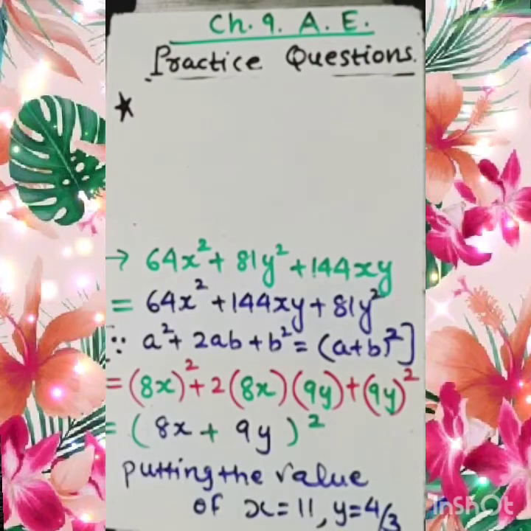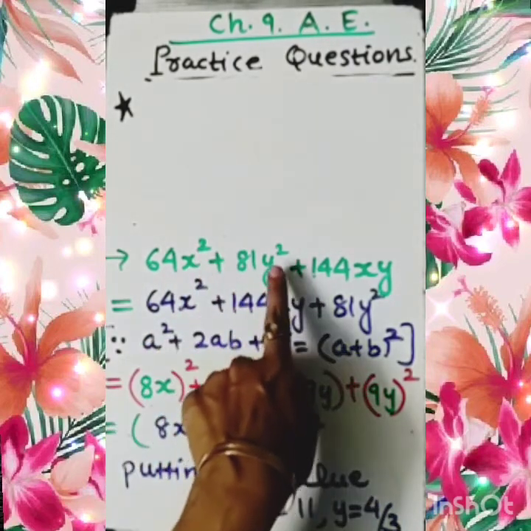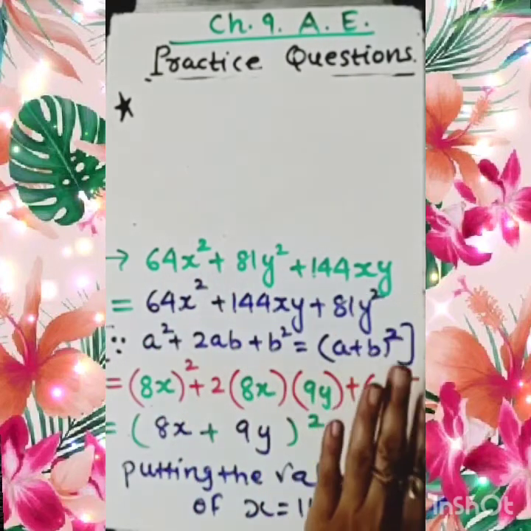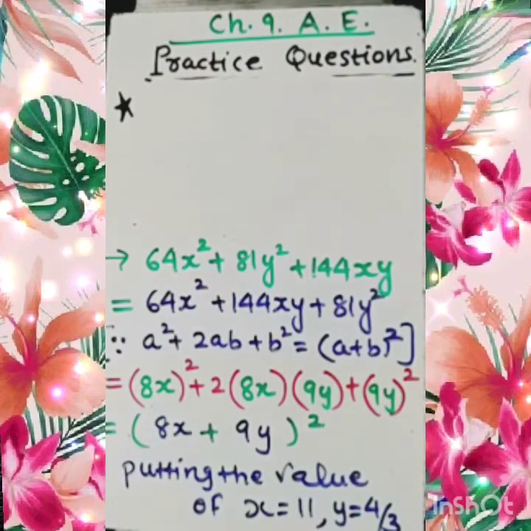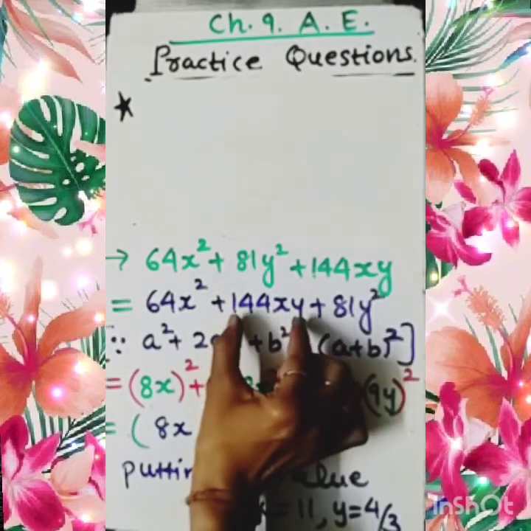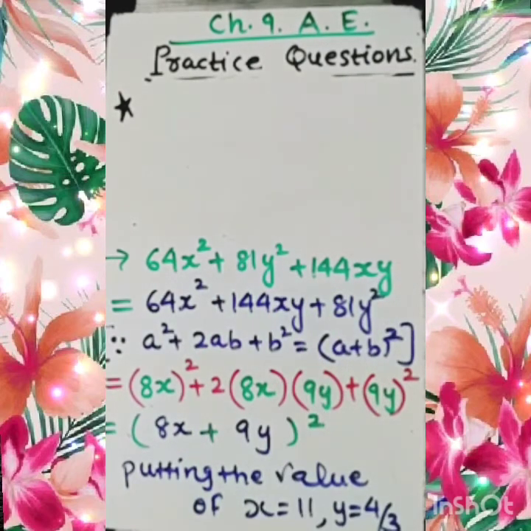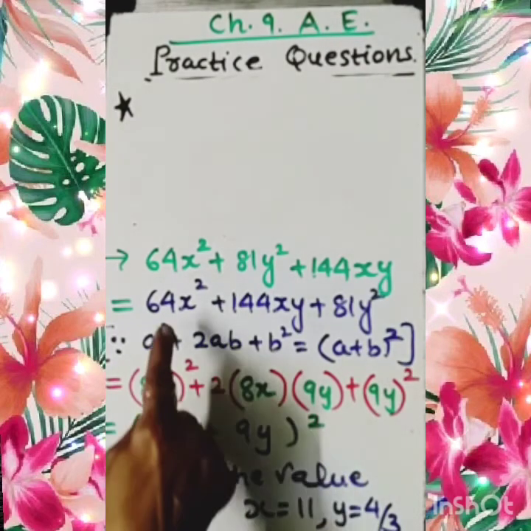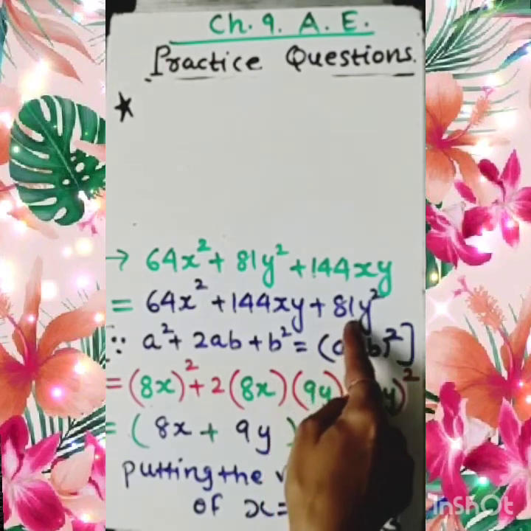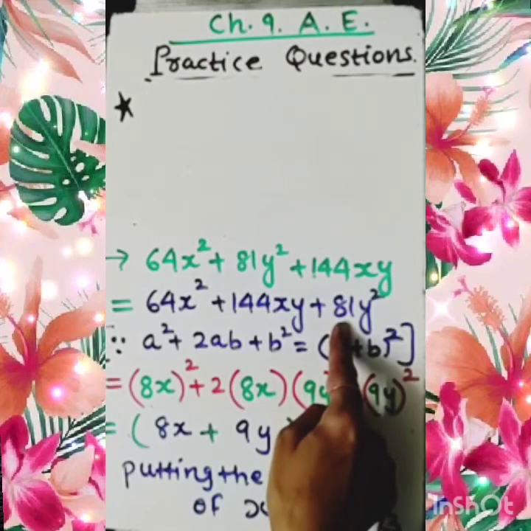So, my dear student, here once again I am explaining because it's quite different from the other question. 64x square plus 81y square plus 144xy. This is the question which we are given, correct? Now, first step, I have written this 144xy as the middle term and these as the first and last terms. What is the reason behind that? Because, as we have well experienced now, the square terms are always the first term and the last term. These two terms must be the square of a particular number.